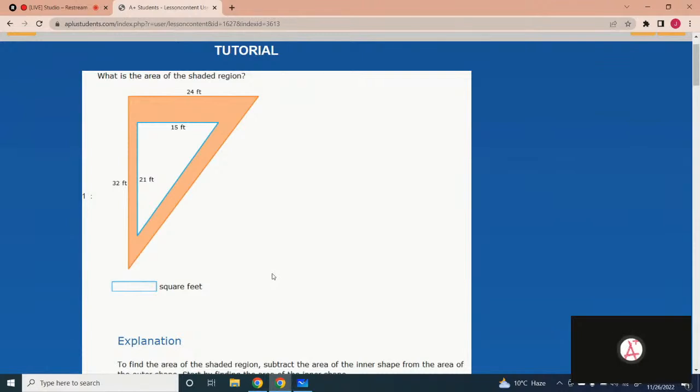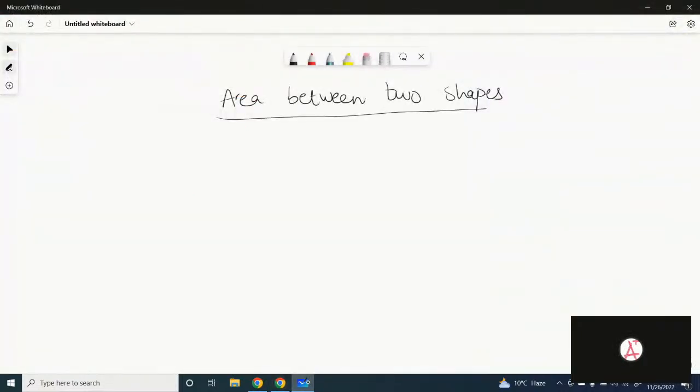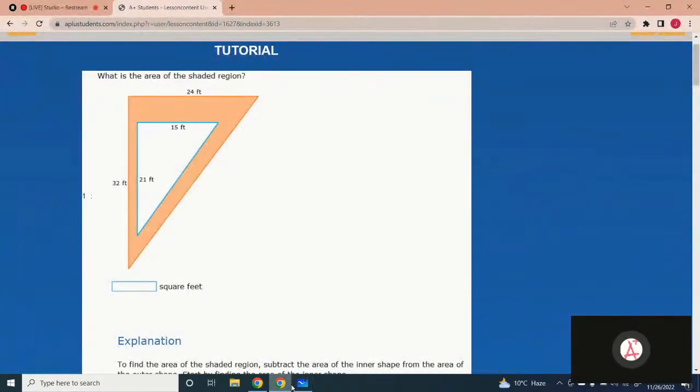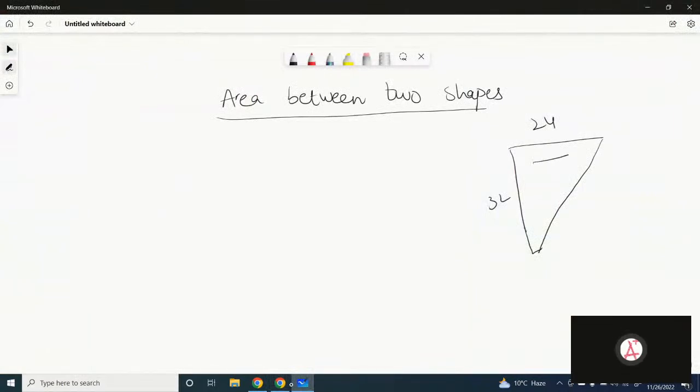Got it? Let me just draw the greater triangle. It would be 24 and 32, then 15 and 21. This one is 15 and 21. Got it? This area is the shaded one. You have to actually find the area of the shaded region. Find the area of the smaller triangle and the area of the greater one. Subtract the area of the smaller triangle out of the greater one, and you'll get the area of the shaded region.